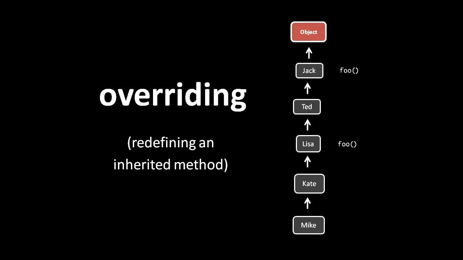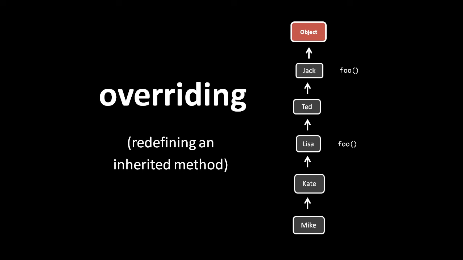To override in object-oriented programming means to redefine an inherited method. So here, for example, we have this chain of inheritance from object to Jack to Ted, Lisa, Kate, and then down to Mike. Well, if the Jack class is defined to have a method named foo, then all of its descendants will have that method as well. However, if in the Lisa class we define a method also named foo, then Lisa will have that foo instead of the one inherited from Jack. And in fact, Kate and Mike will inherit the foo of Lisa, not the foo of Jack.